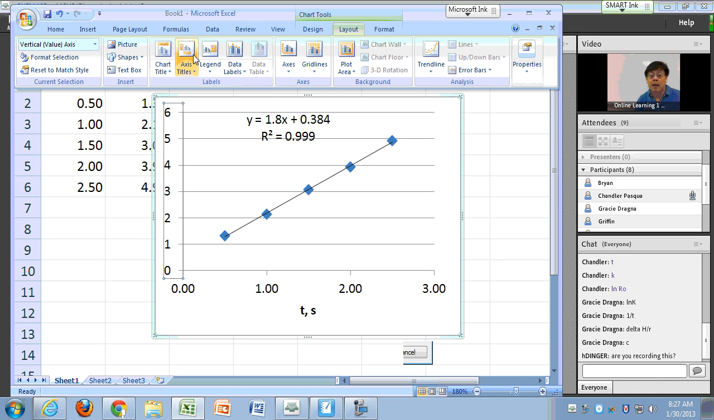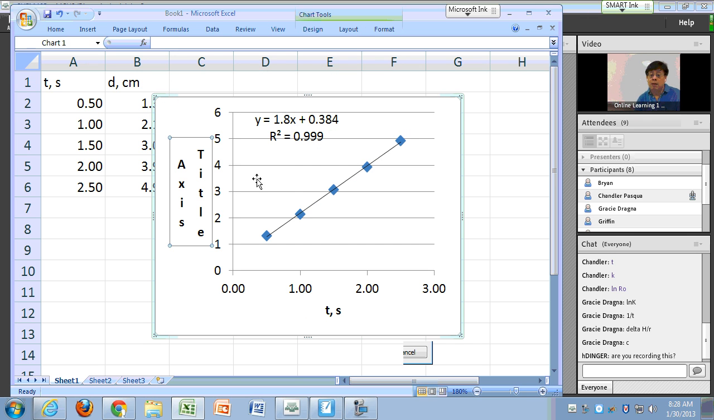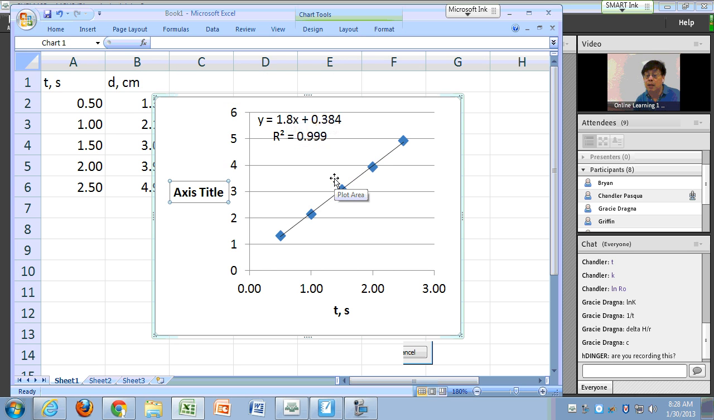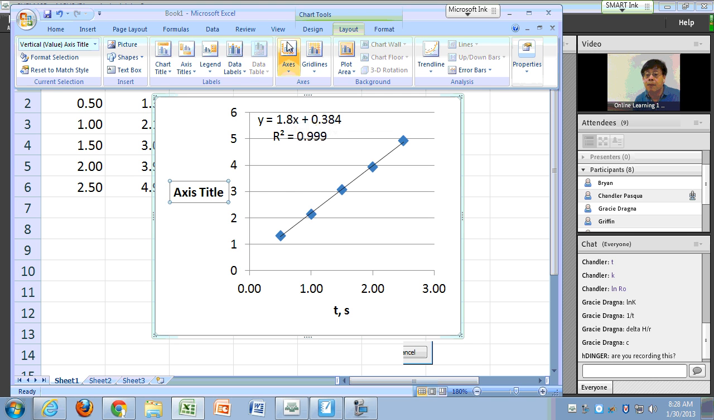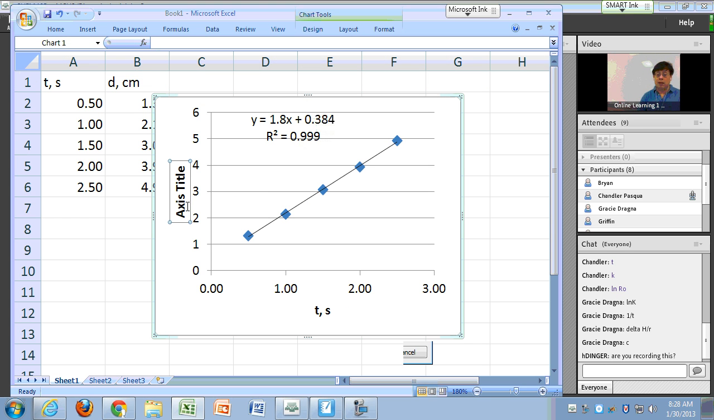Okay, and then again, layout, axis titles, vertical axis. I want it shown on the left side. That's not how I want it to show up, so let me change it. By the way, that's not what I want either. Rotated title, that's what I want. That's generally what you want to do. So I click on it, I can enter my title. So I can just type in distance in centimeter.